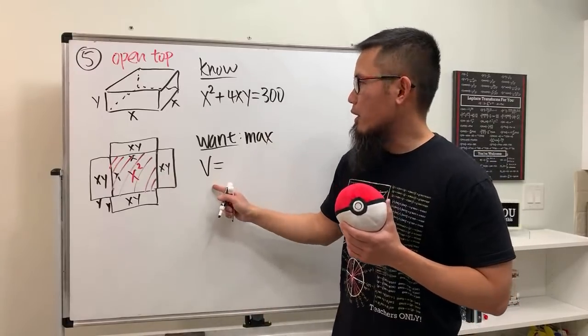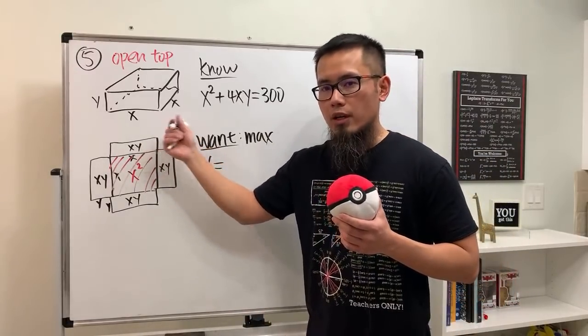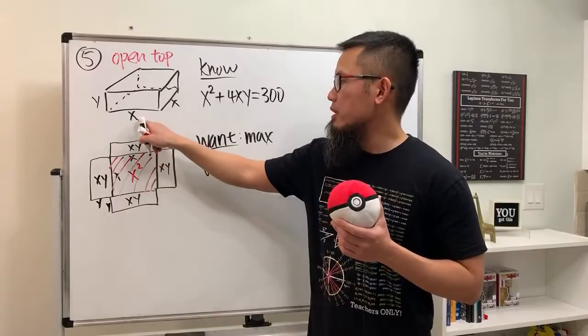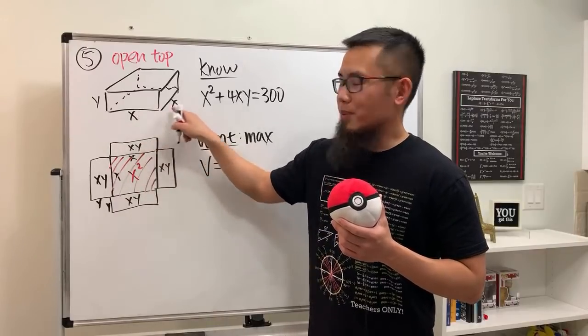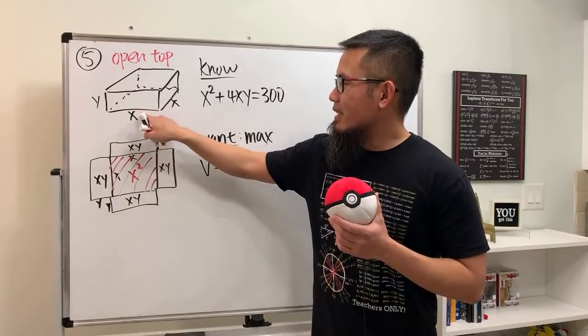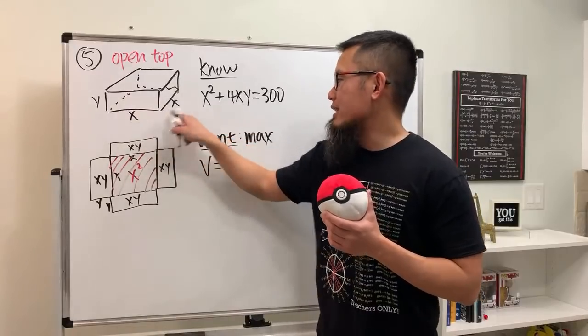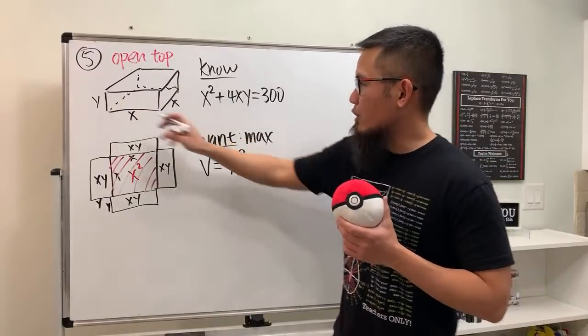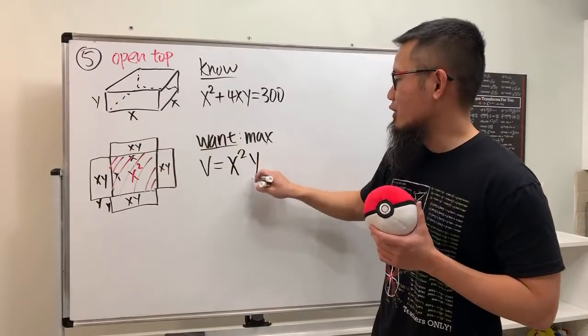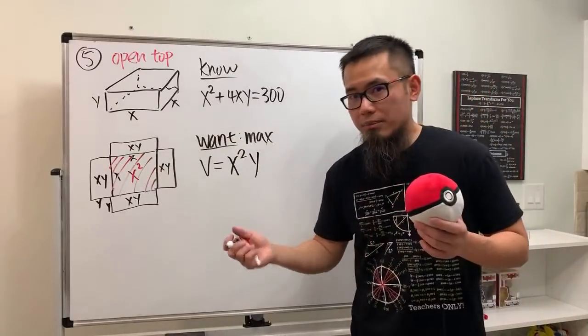Well, if we're talking about volume, let's look at this. The volume of a box is just going to be all the things multiplying together, right? So the length times width times the height, so x times x, which is x squared, and then you multiply by y. So this is going to be the thing that we're trying to get the maximum out of.